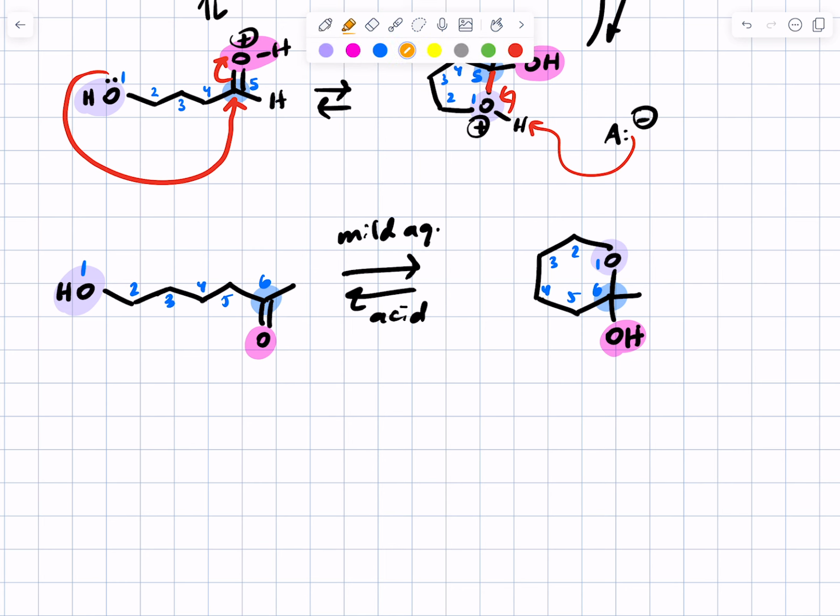And again, if I started with that cyclic hemiacetal, I could tell that it used to be a ketone by looking at the 2 groups attached to the carbonyl carbon. All right, questions there?